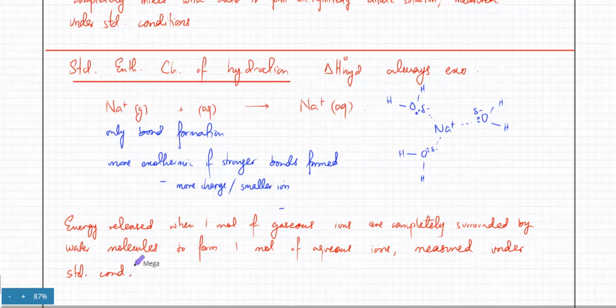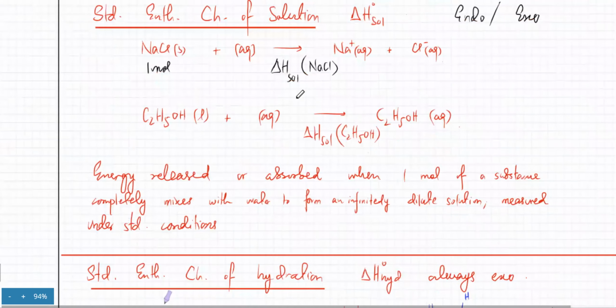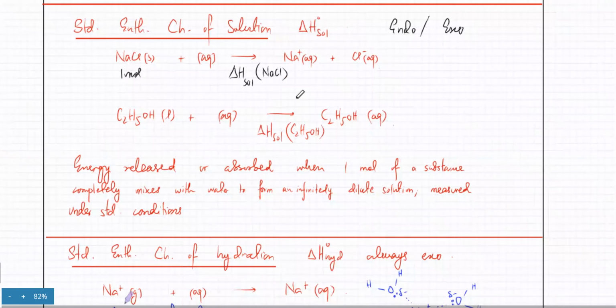So remember the definitions and remember what's going to happen. Just quickly going through all of them. Enthalpy change of hydration is when you mix 1 mole of gaseous ions into water and you form 1 mole of aqueous ions. Standard enthalpy change of solution, we didn't actually talk about this completely, is when you mix 1 mole of any substance in water. It could be ionic or covalent, and it could be endo or exo.